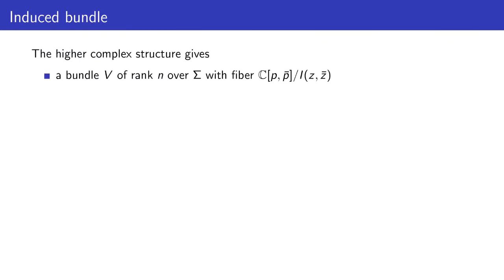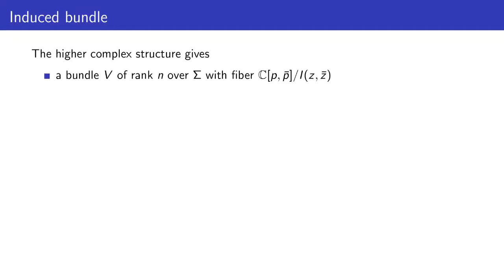So first of all, we need a bundle in which this flat connection could live. It turns out that a higher complex structure always gives you for free a bundle on your surface. This is what I call the induced bundle. So this is a bundle of rank n, and the fiber over a point is just given by polynomials in P and P bar divided out by the ideal, the ideal which is prescribed by the higher complex structure.